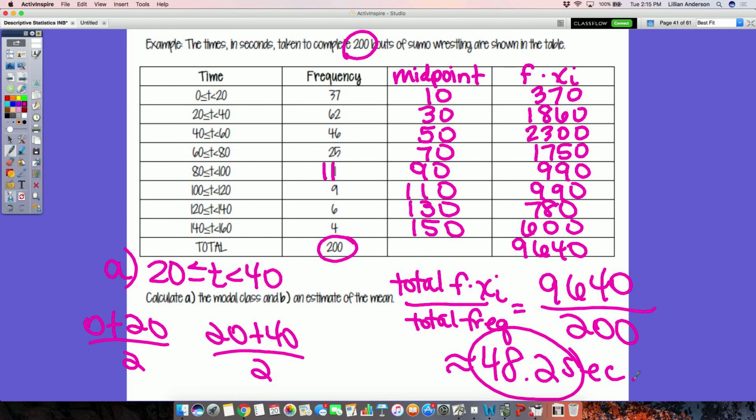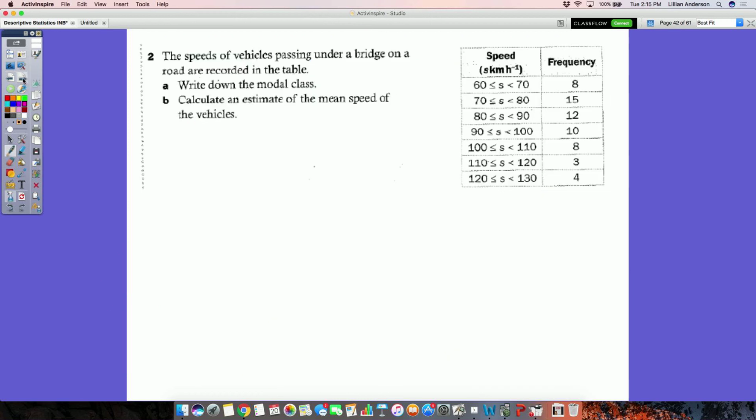We're good. Let's look at the second example, which is the one talking about the speeds of vehicles passing under a bridge. This one is not a table drawn out for you. You don't necessarily have to do a table. A table is just a clean way to organize all your information. So looking at that data, what is the modal class? 70 to 80. And we're going to write exactly how it's given to us in the table. Don't deviate from it.